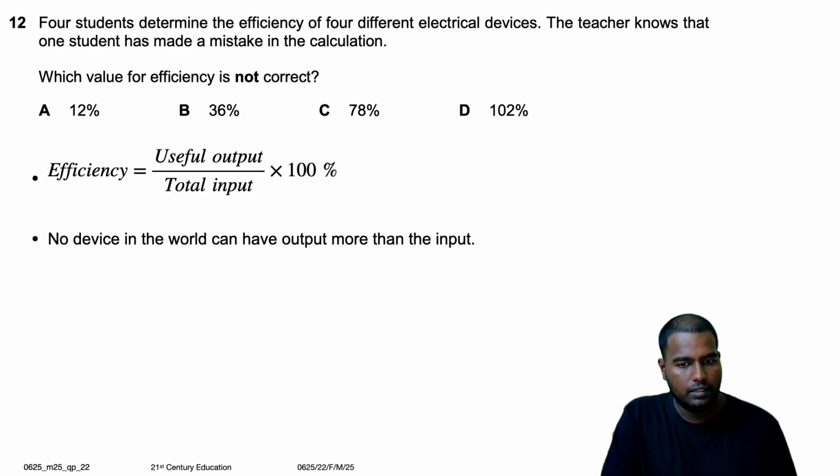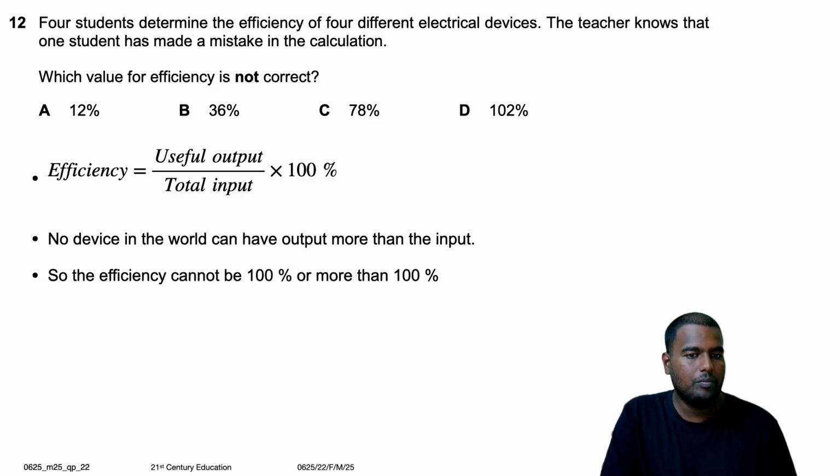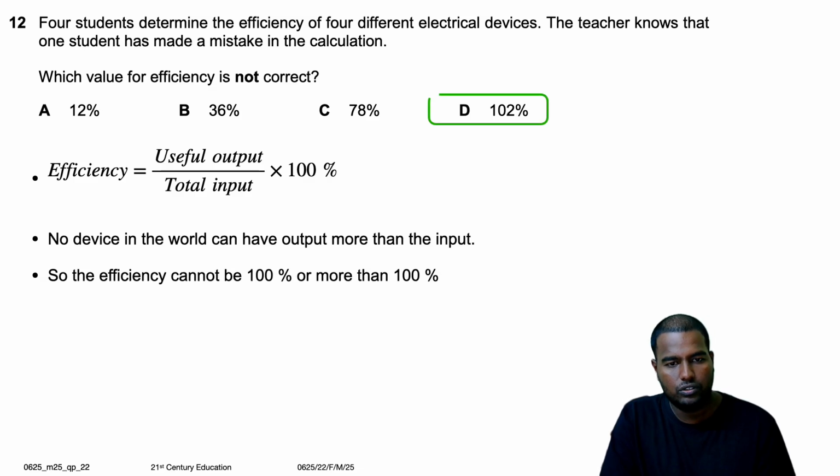So person D is wrong. It cannot be more than 100. So this is wrong.